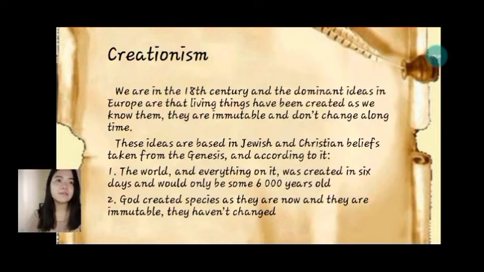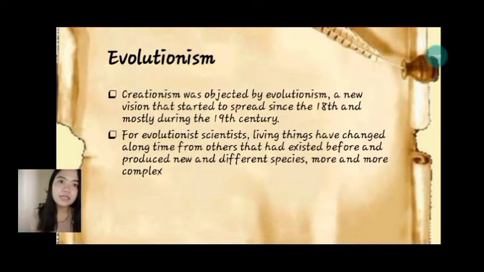These ideas are based on Jewish or Christian belief taken from the Genesis, and according to it, the world and everything on it was created in 6 days and only some 6,000 years ago. So God created species as they are now, and they are immutable. They haven't changed. Next, the evolutionism.